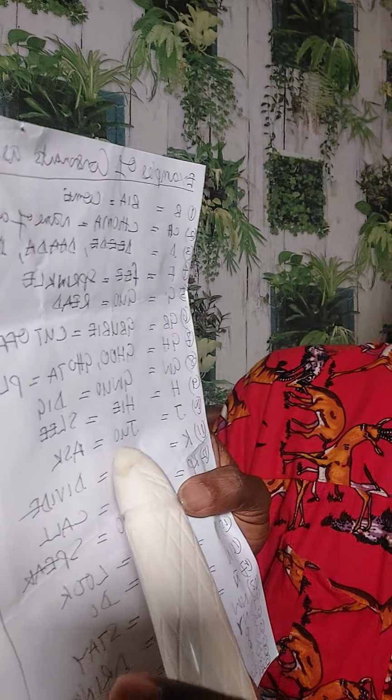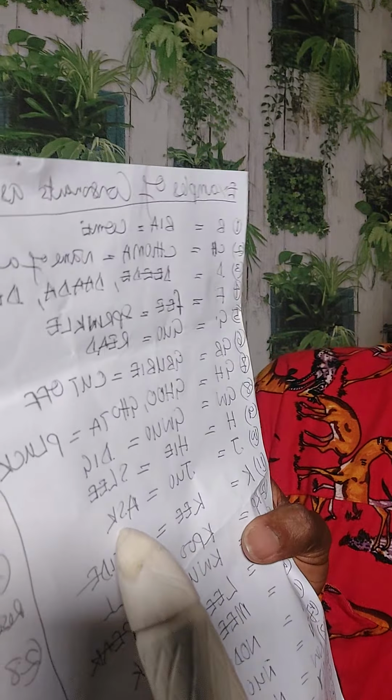Then the other one is J. You use J to form juo. Juo means ask in English.